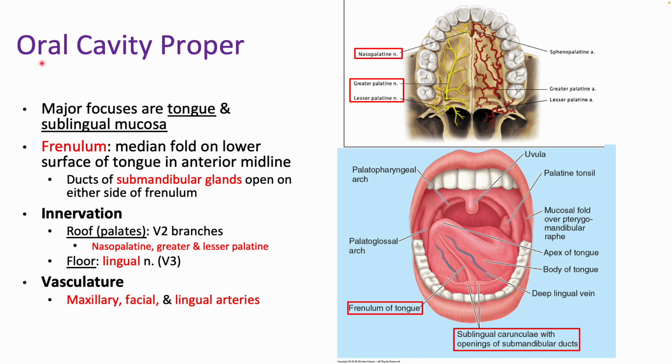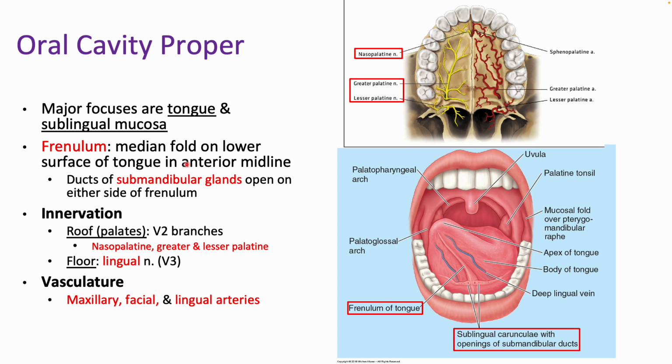And so we'll take a deeper look in the oral cavity proper, because there's not a lot happening in the vestibule. So the oral cavity proper is where all of the important stuff is going to be. And so the major focuses here are going to be our tongue and the sublingual mucosa. And so a couple important landmarks here.